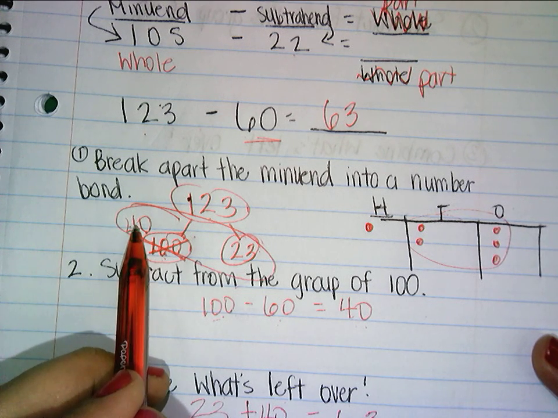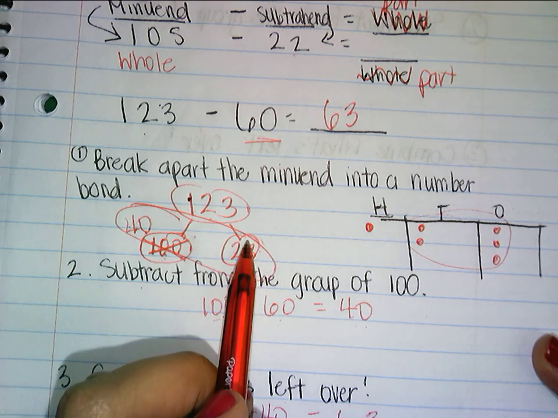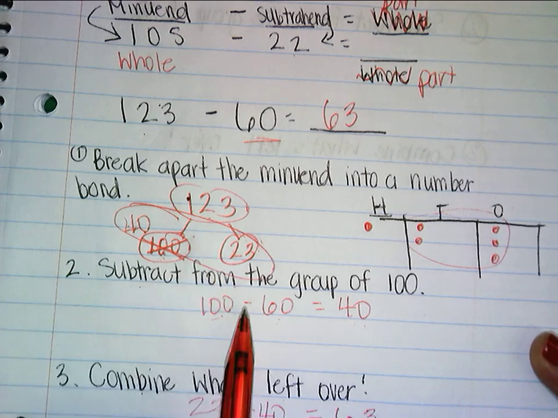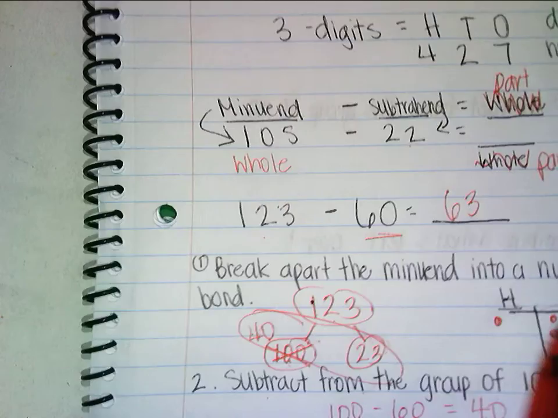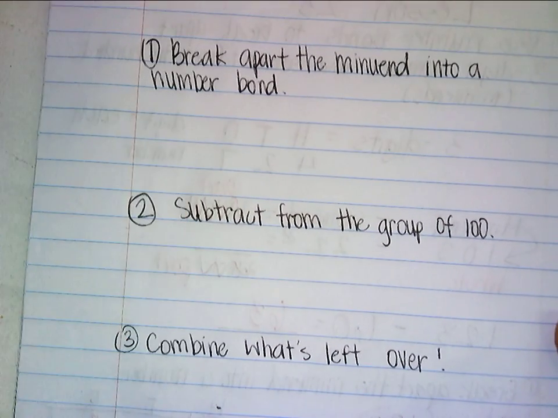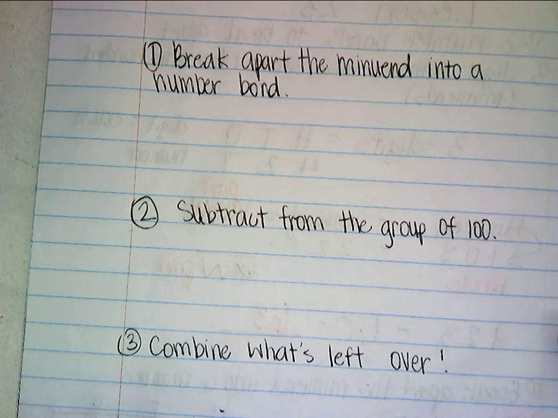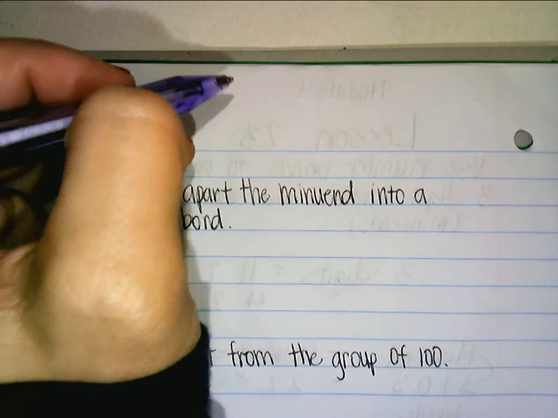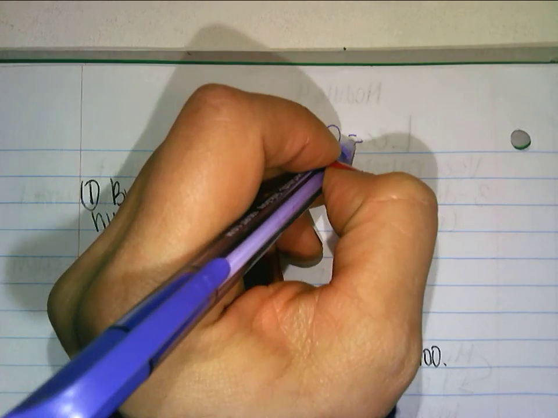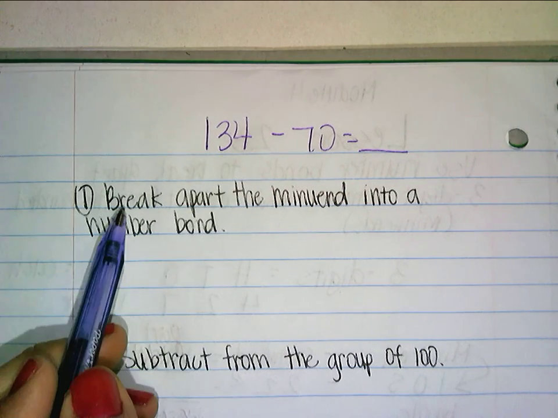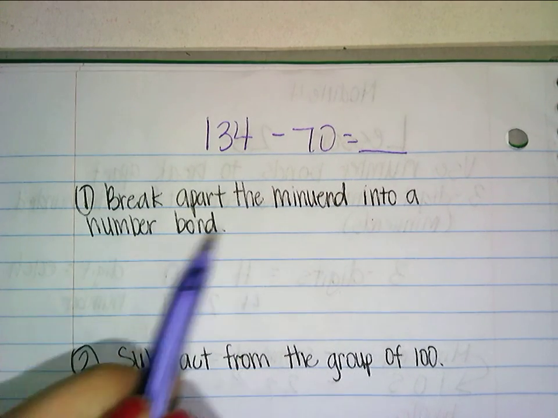So you have whatever's left over, and then you have those tens and ones from the minuend, and then you add that together. You got to combine it. Okay? Let's do it again. So, same steps. Okay? Different equation. So let's do 134 minus 70. Okay? So step 1, break apart the minuend into a number bond.